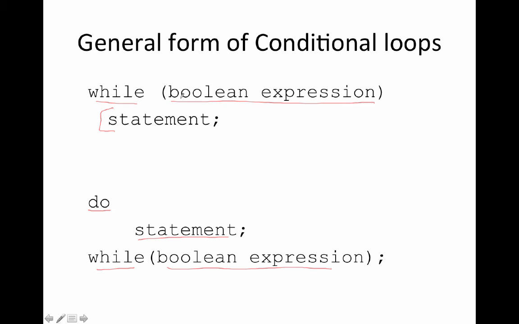So with the while loop, the expression is on top, which means the first time we evaluate it, it might already be false, in which case we would skip the action entirely. Whereas with the do while, the condition is on the bottom, so we always execute the action at least once before we even look at the Boolean expression. So with the do while, the action is always executed at least once.